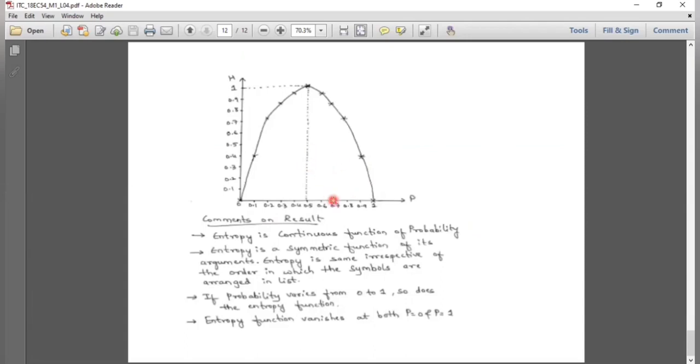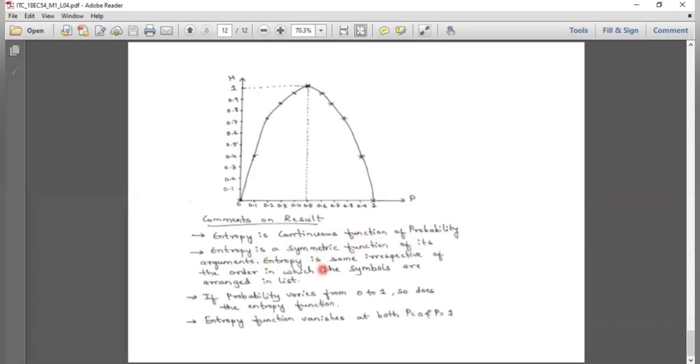Based on the graph, these are the following comments we can write. Entropy is a continuous function of probability. As probability varies from 0 to 1, so does the entropy function. And entropy is a symmetric function of its arguments. Like we had compared 0.1 with 0.9, the entropy is same. 0.2 and 0.8, entropy is same. 0.3 and 0.7, entropy is same. 0.4 and 0.6 values, the entropy is same. Hence we say entropy is a symmetric function.